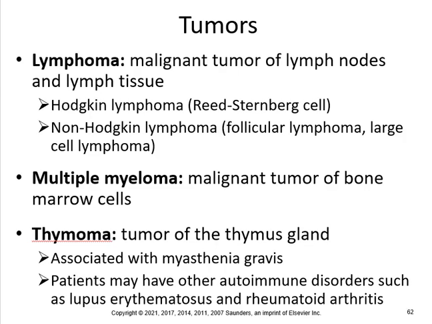Just make sure you know how to spell these. Sometimes they're associated with myasthenia gravis. Patients may have other autoimmune disorders such as lupus and rheumatoid arthritis.